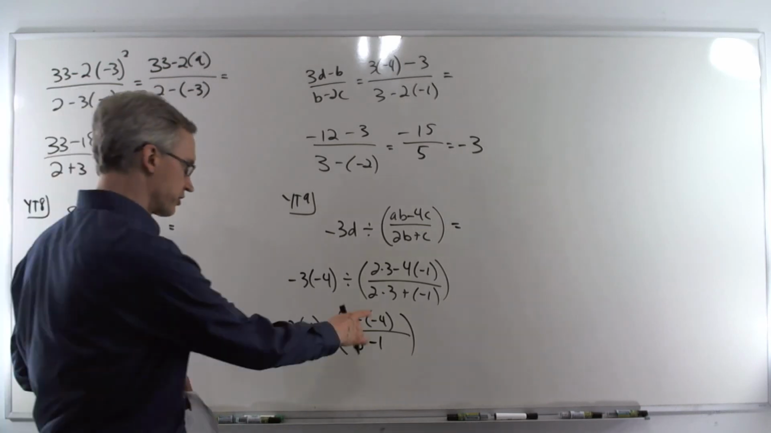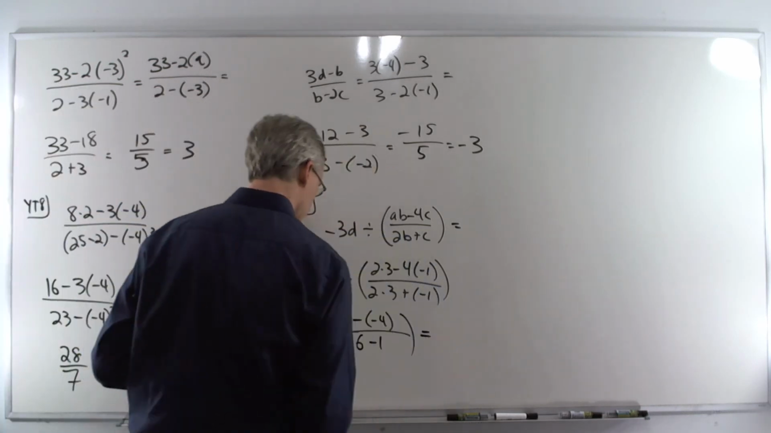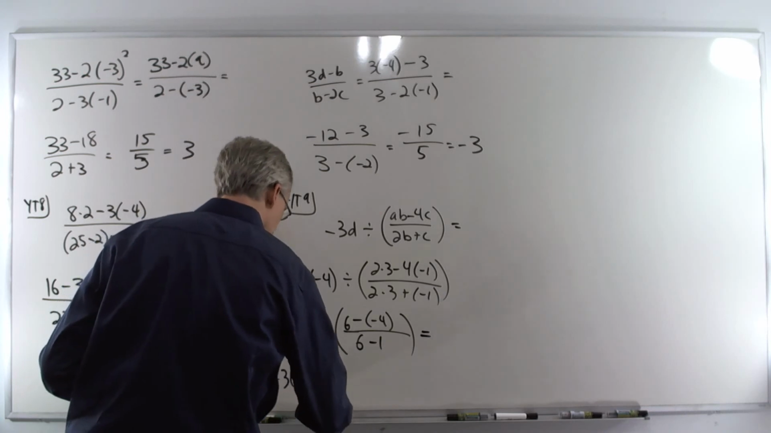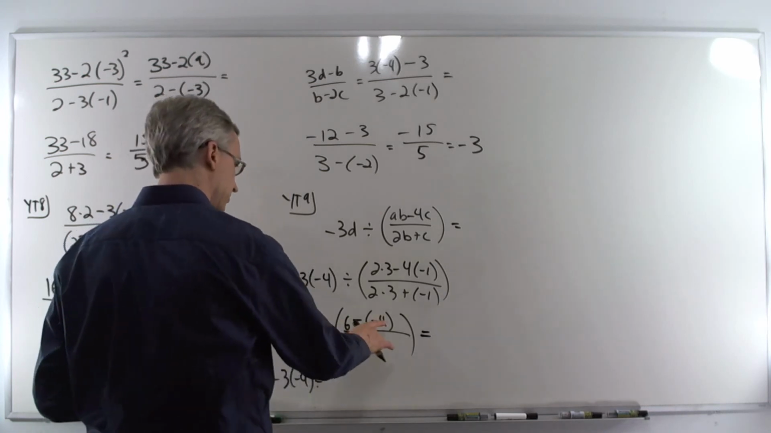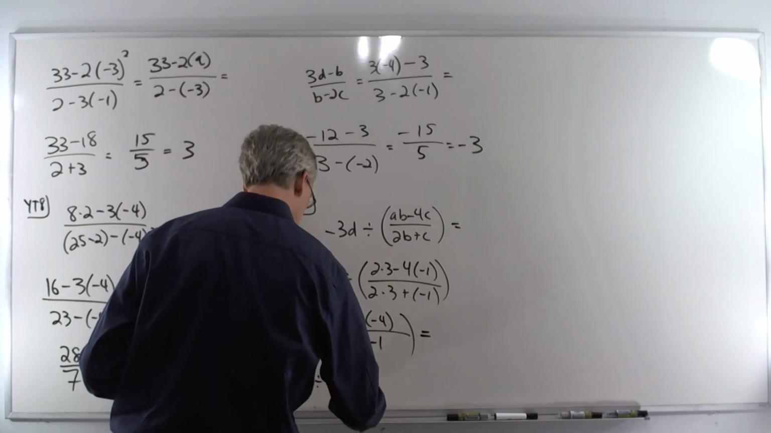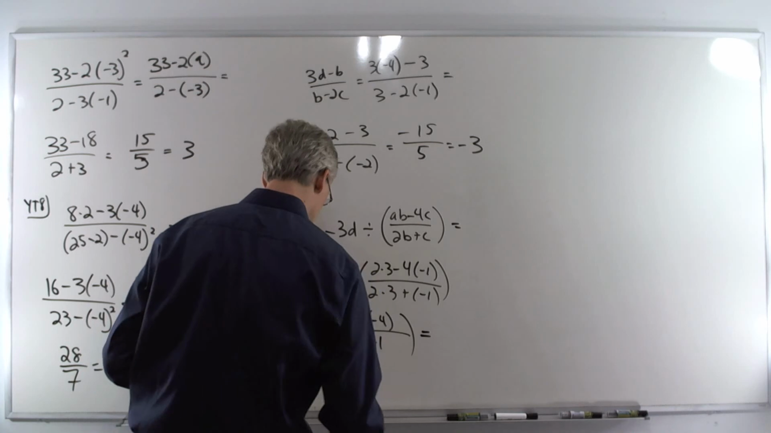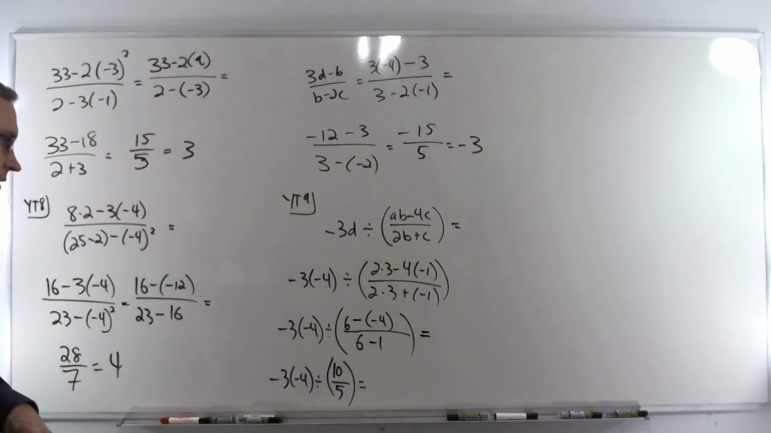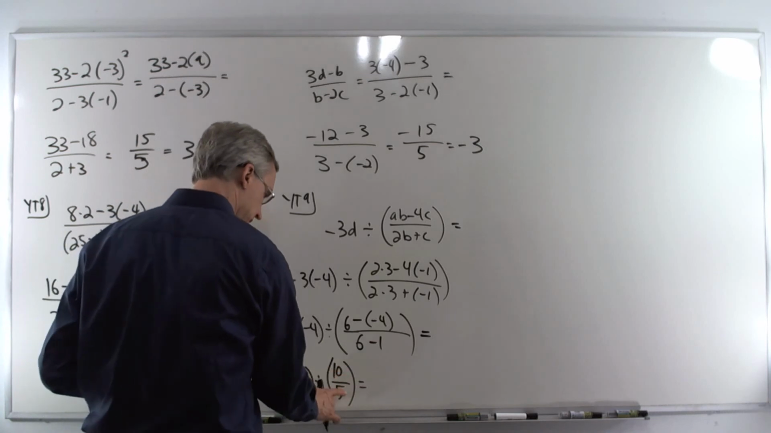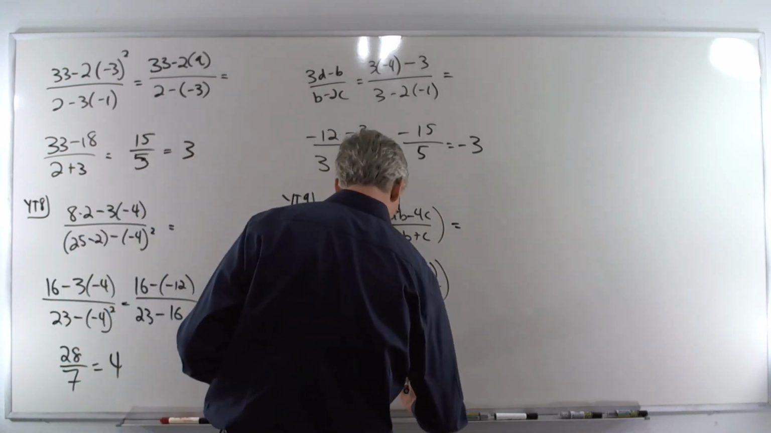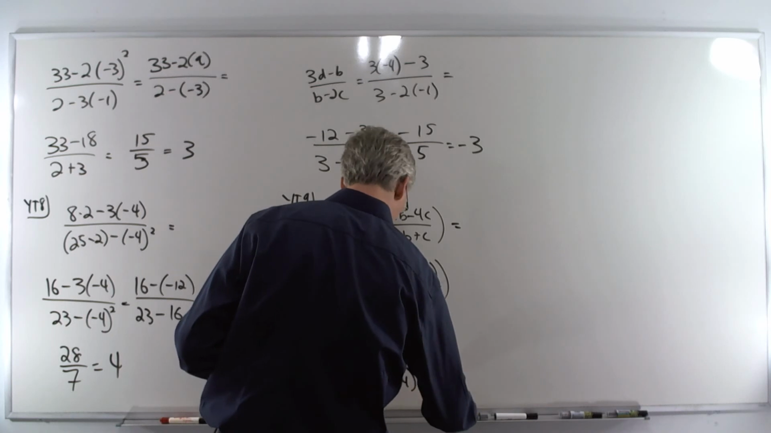All right, now we're going to finish off inside the parentheses. So that gives us negative 3 times negative 4 divided by 6 minus negative 4 is 10. 6 minus 1 is 5. Keep those parentheses. All right, now we are going to finish off inside the parentheses. So that gives us negative 3 times negative 4 divided by 2.